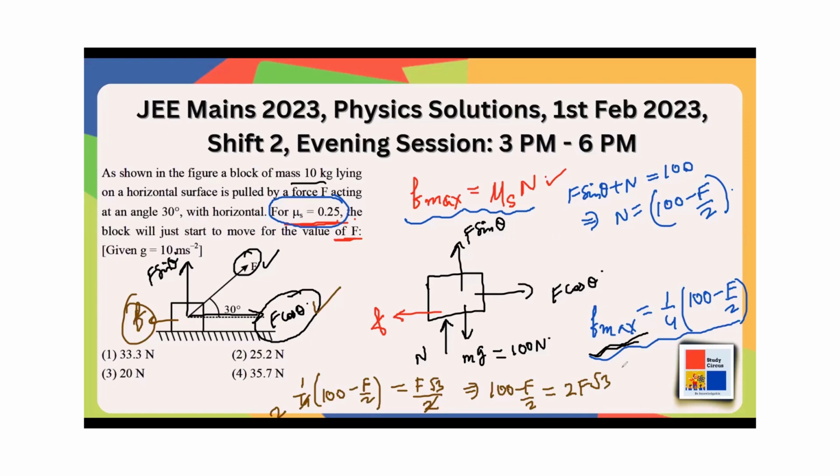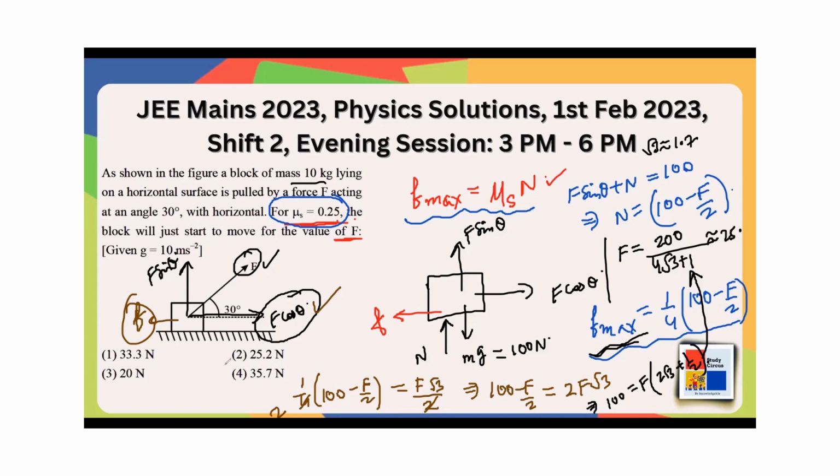So now I'll solve for F. Solving for F will give me 100 is equal to F times 2 root 3 plus 1 by 2, right? So this is like F is equal to 200 upon 4 root 3 plus 1. Okay, root 3 is approximately 1.732, but you can take 1.7 also. So this will approximately come out to be 25 point something, right?